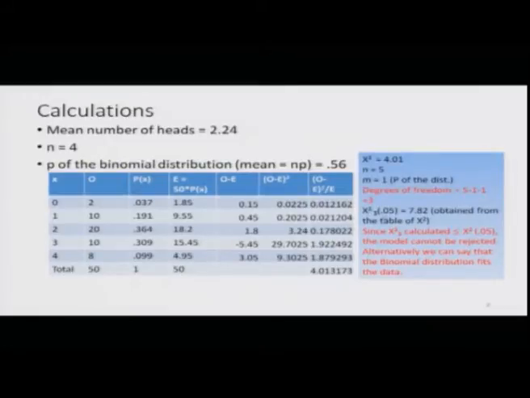Chi square value for 3 degrees of freedom and 0.05 value of p or alpha is 7.82. Now, since chi square calculated is 4.01, which is less than this, it means the null hypothesis that the model is okay cannot be rejected. That means our model fits the empirical data well. These data show that the occurrence of head follows a binomial distribution with probability 0.56.